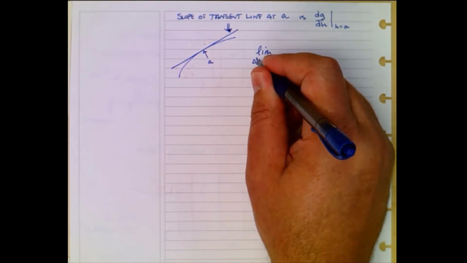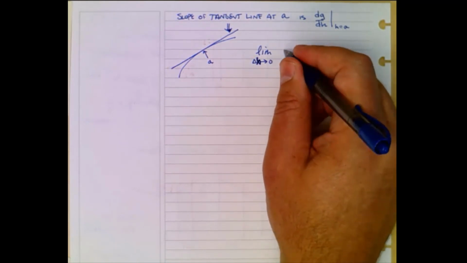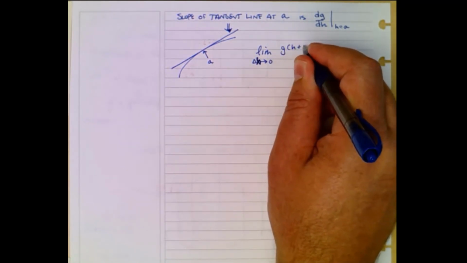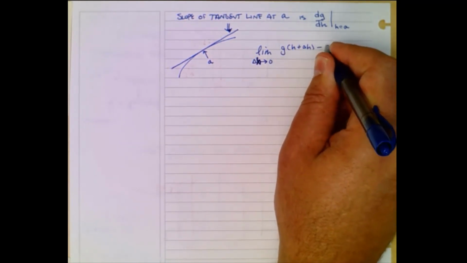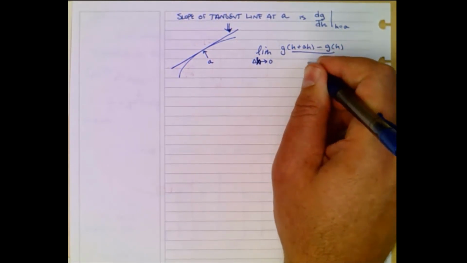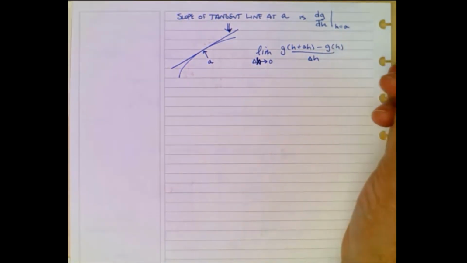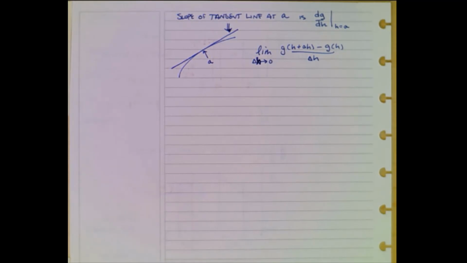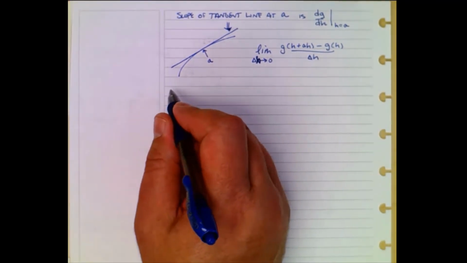The limit as delta h goes to 0 of g at h plus delta h minus g at h, divided by delta h. As delta h shrinks down to 0, so does the numerator. But there is a limiting value that this ratio has, a limiting value of this slope. All right? So let's consider a practical case.